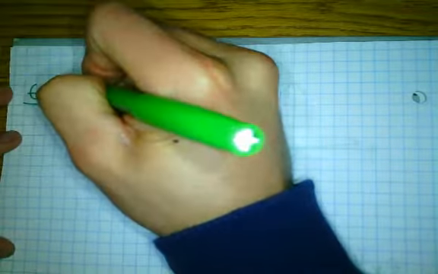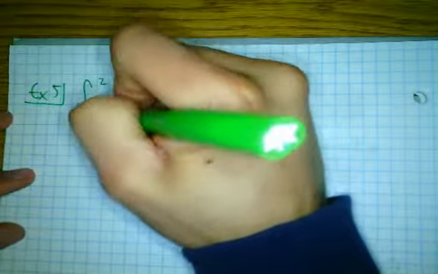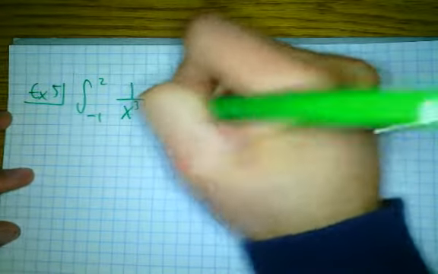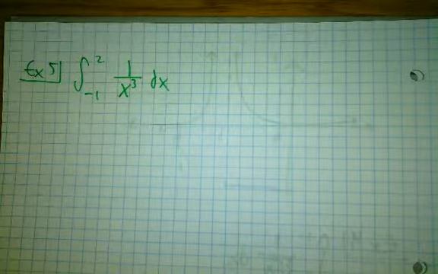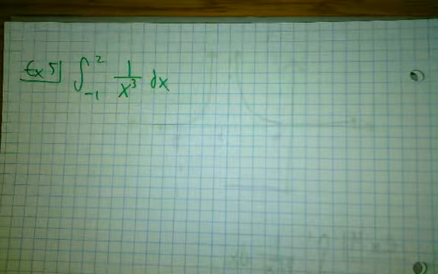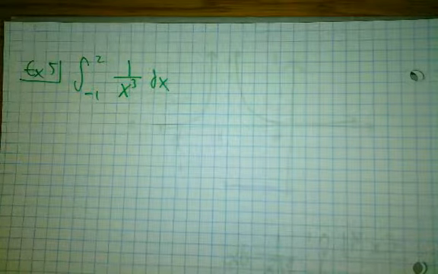Okay. Example number 5. We're going to do the integral from negative 1 to 2, and again, let's keep it basic, of 1 over x to the 3rd power. We have a problem, the third case, right? Where do we have a problem? The vertical asymptote at 0.